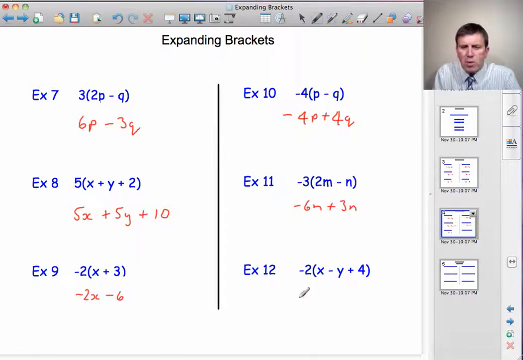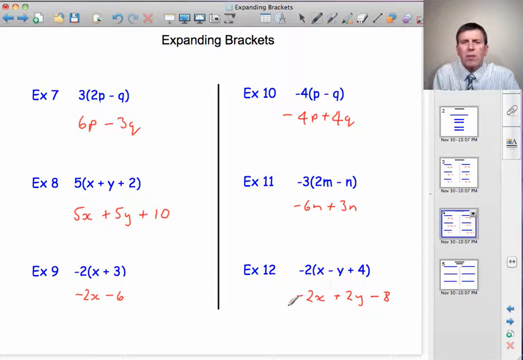And the last example, minus 2 times x is minus 2x. Minus 2 times minus y becomes plus 2y. And minus 2 times plus 4 becomes minus 8. So the multiplying is going on, but you've also got to take account of the signs. Multiplying by a negative changes all the signs in the bracket.